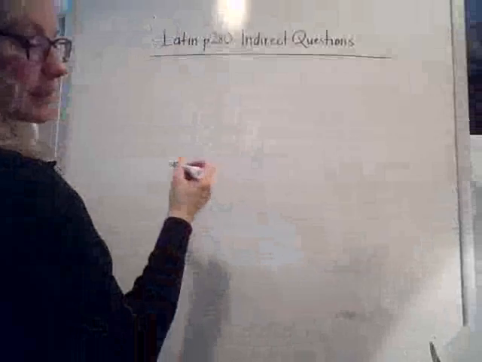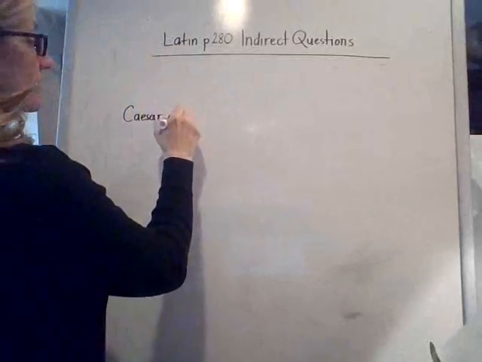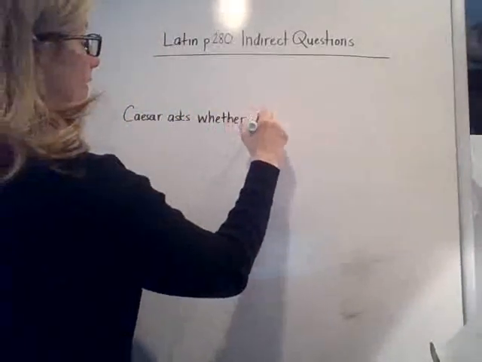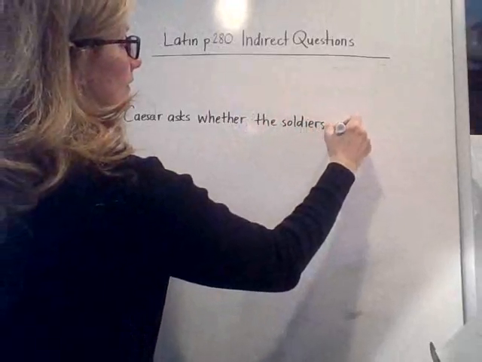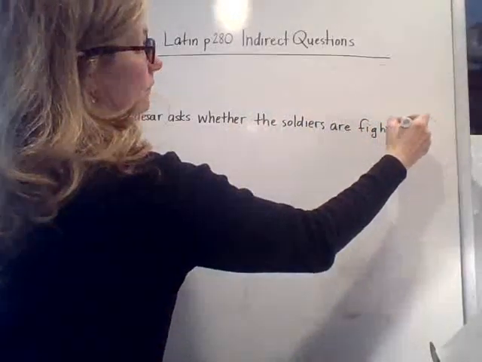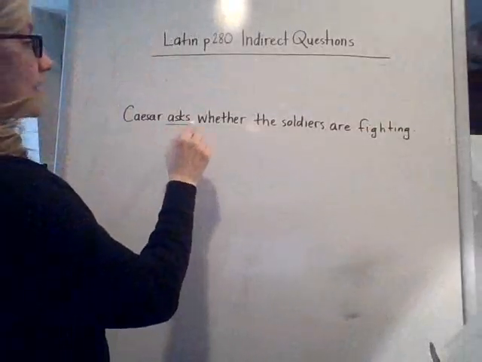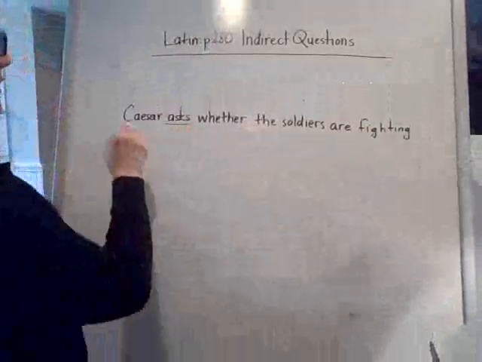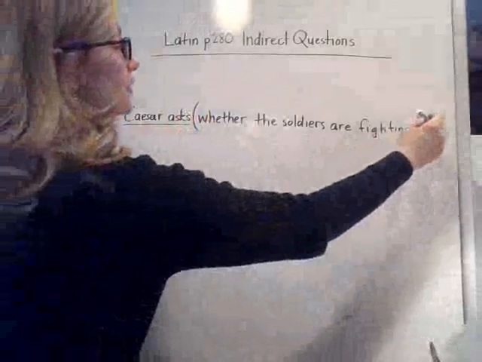And this one is: Caesar asks whether the soldiers are fighting. Okay, so right away we see that we have this Caesar asks and we have a period. So this is an indirect question. The main clause is Caesar asks, and the subordinating clause is whether the soldiers are fighting.